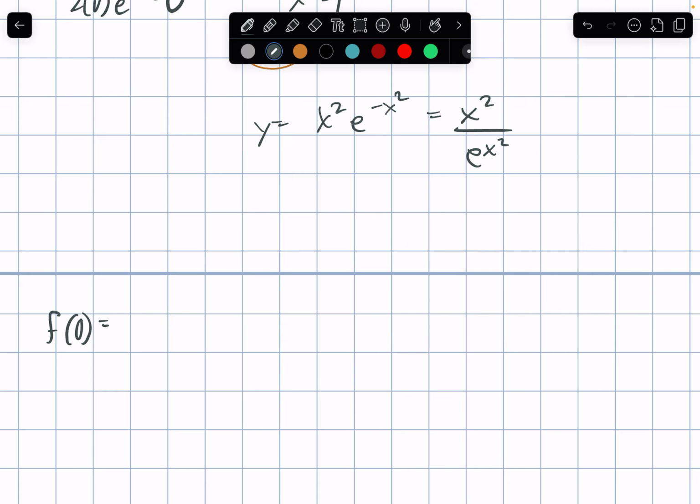So f of 0 is equal to 0 squared over e raised to 0 raised to 2. 0 raised to something is going to equal 1. But 0 over e raised to 1 is still 0. So we have 0, 0, I believe.